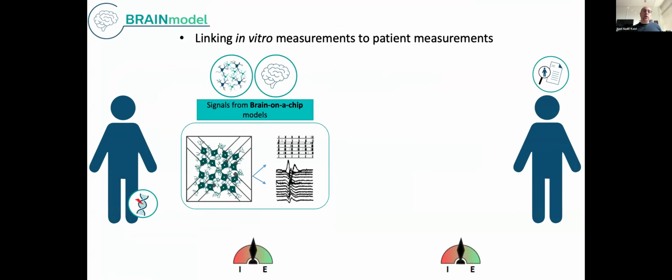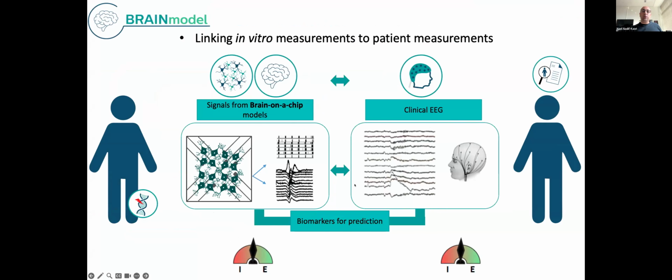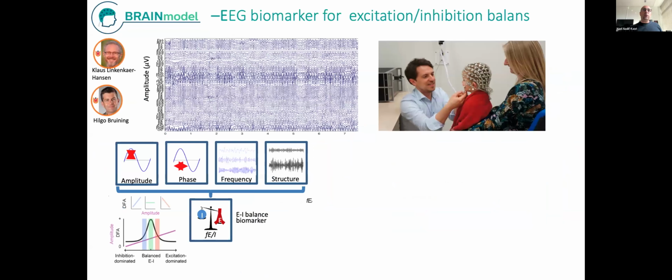So that means that, on one hand, we can now measure these kinds of signals in a dish. Ultimately our goal is to do that from the same patient in the dish, but also relate that directly to the EEG measurement in exactly the same patients. And again, in both conditions, we want to look at this excitation inhibition balance. Now, something about EEG: I already showed you we can do this with the stem cells.